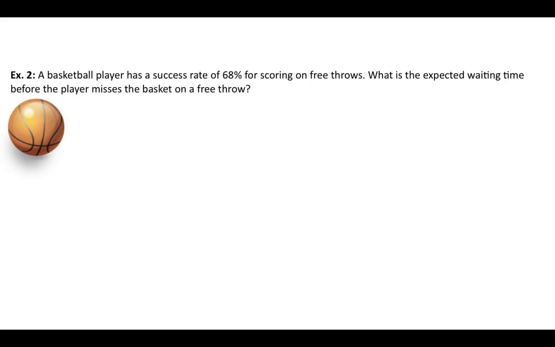All right, so here it is. A basketball player has a success rate of 68% for scoring on free throws. What is the expected waiting time before the player misses a basket? Now this question, the wording on it is a little bit tricky. They're telling us 68% success for scoring. So scoring is a 68% success rate. We're being asked the wait time before he misses. So actually what we're waiting for is a miss.